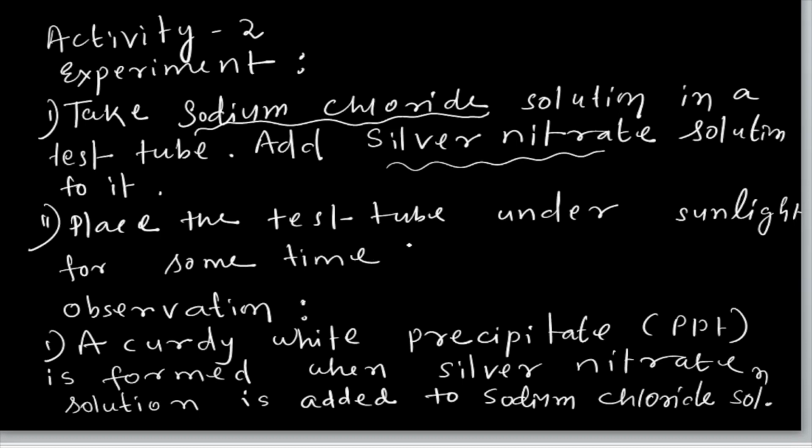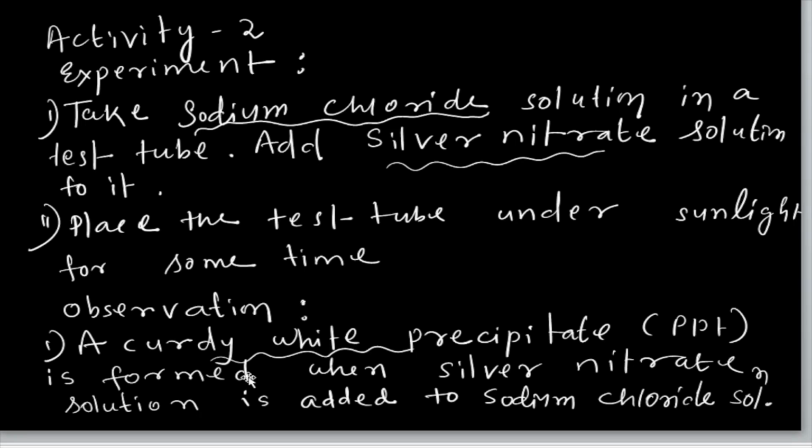After that, you place the test tube under sunlight for some time. Here only the experiment is explained: you take sodium chloride in a test tube, add silver nitrate from the other test tube, then place it in the sunlight for some time. Observation: when you add it, a cloudy white precipitate is formed. That is silver chloride. A cloudy white precipitate is formed when silver nitrate solution is added to sodium chloride solution.